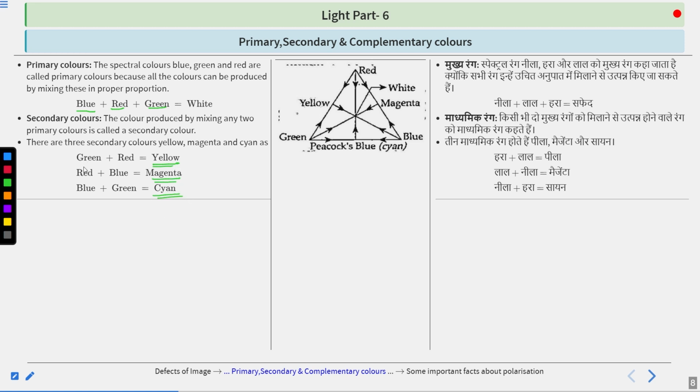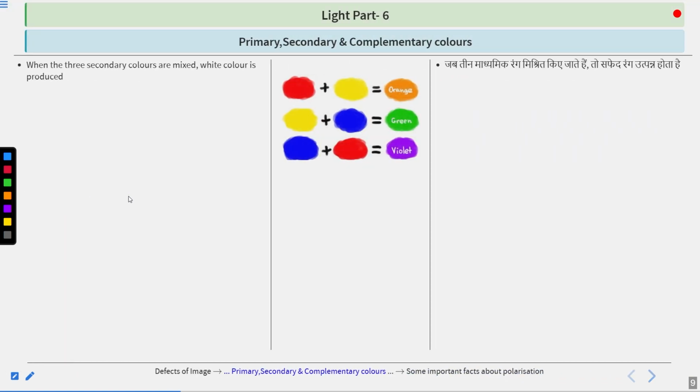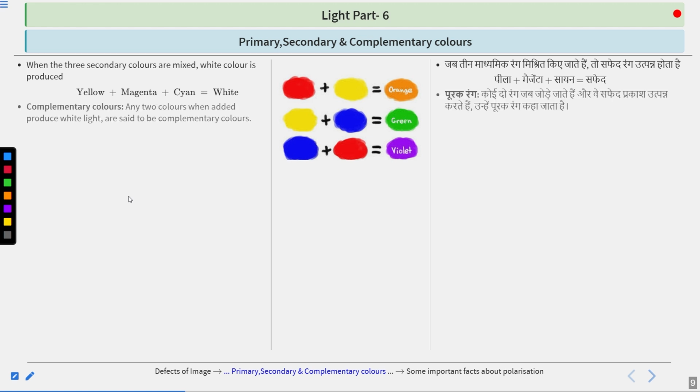For yellow, we mix the primary colors green and red. For magenta, we mix the primary colors red and blue. For cyan, we mix the primary colors blue and green. When the three secondary colors are mixed, white color is produced. Yellow plus magenta plus cyan equals white. We know yellow, magenta, and cyan are not primary colors, these are secondary colors.